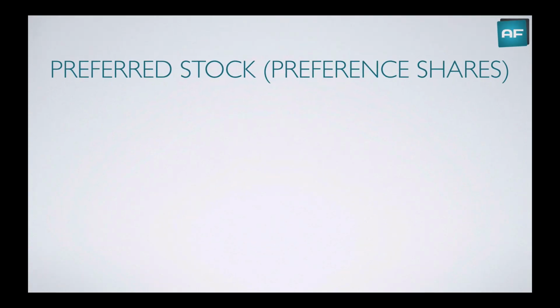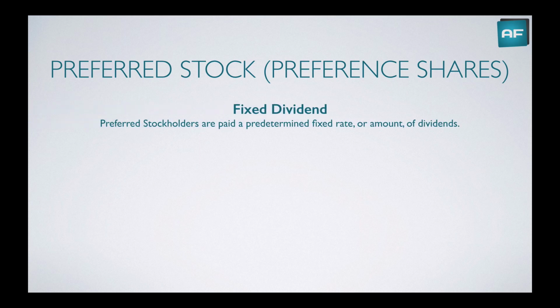Okay, we're going to talk about preferred stock or preference shares. That's another name quirk. You might know them as preferred stock. In Australia, I know them as preference shares. And what makes a preferred stock a preferred stock? Ultimately, it's that they have a fixed dividend. Preferred stockholders are paid a predetermined fixed rate or amount of dividends. So you might buy a preferred stock and it may entitle you to a certain dollar amount of dividends per year, or perhaps a certain percentage of the price or so forth.